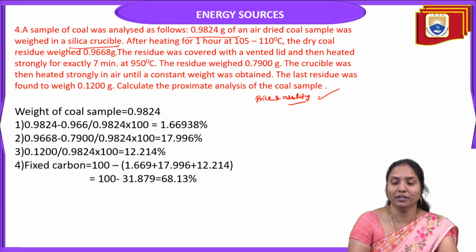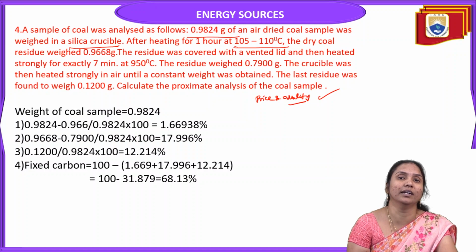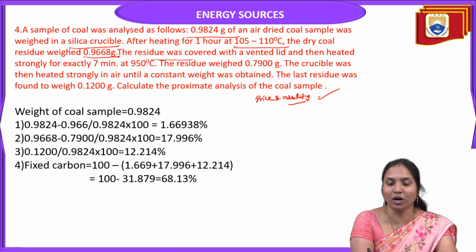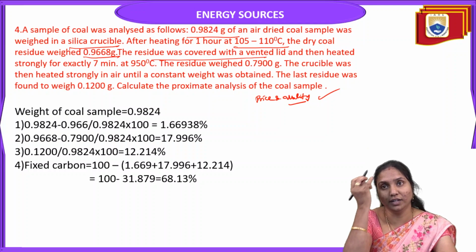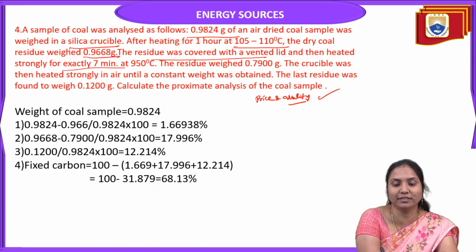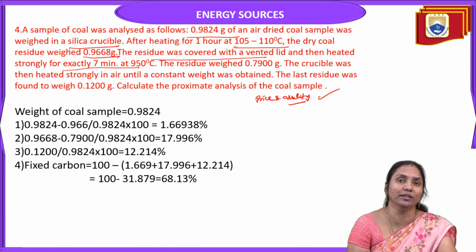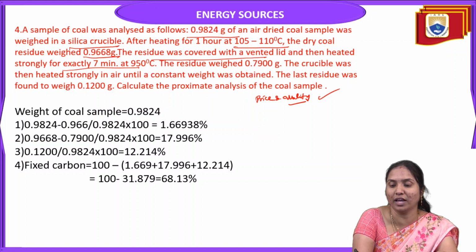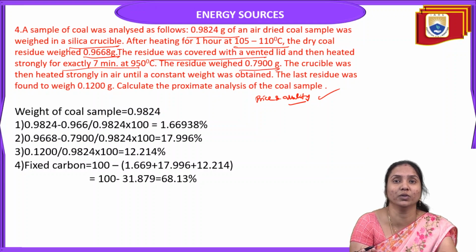After heating for 1 hour, maintaining the temperature at 105 to 110 degrees centigrade, the dry coal residue was weighed again, and its weight was 0.9668 grams. The loss in weight is expressed as the percentage of moisture content present in the coal sample. Next, the residue was covered with a vented lid and heated strongly for exactly 7 minutes at 950 degrees centigrade. The residue weighed 0.7900 grams. This loss in weight is expressed as the percentage of volatile matter present in the coal sample.